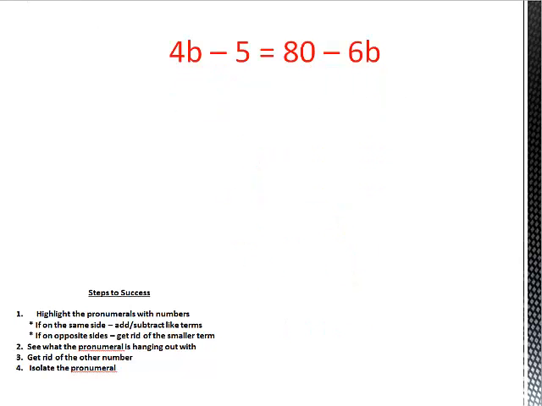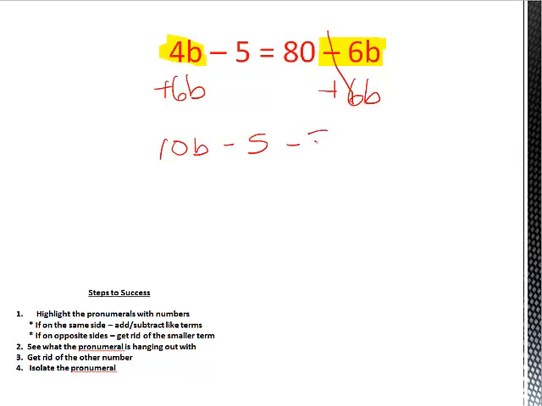Consider this one. We have 4b and negative 6b. Again highlighting the pronumerals, noticing they're on opposite sides of the equal sign, we have to get rid of one and send it to the other side. I always choose the smaller of the two, which would be a negative 6b. The opposite procedure is adding 6b, so we're going to do the inverse operation, adding 6b to both sides, placing the 6b underneath the 4b. They cancel out. We have 10b then, minus 5, bring down the 5, is equal to 80.